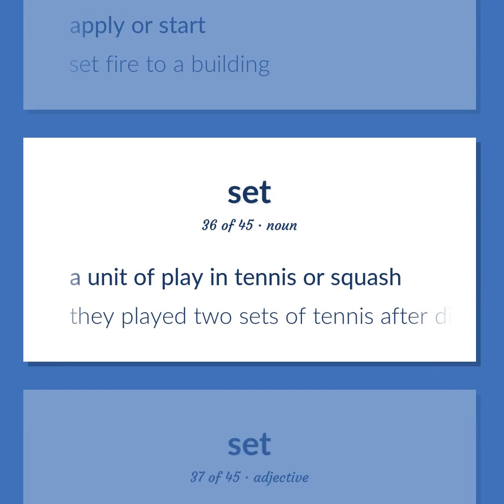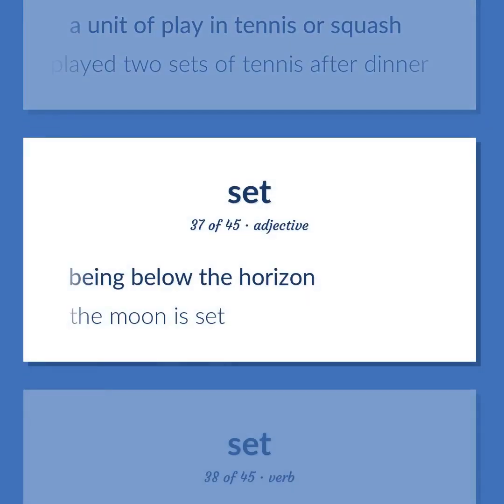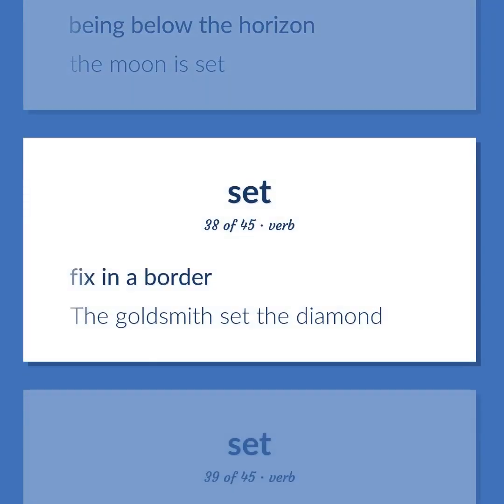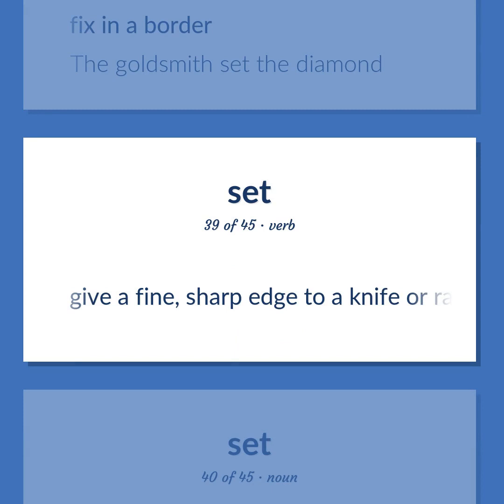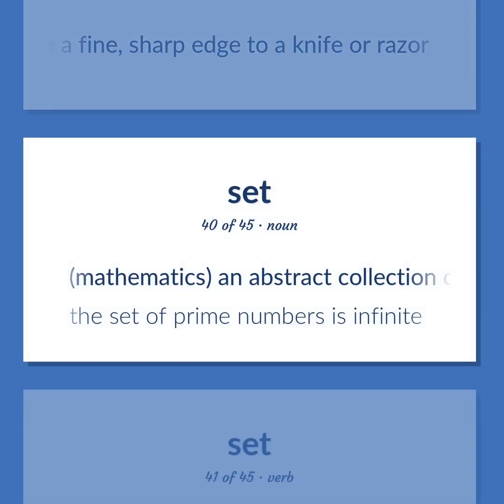A unit of play in tennis or squash. They played 2 sets of tennis after dinner. Being below the horizon. The moon is set. Fix in a border. The goldsmith set the diamond. Give a fine, sharp edge to a knife or razor. Mathematics, an abstract collection of numbers or symbols. The set of prime numbers is infinite.